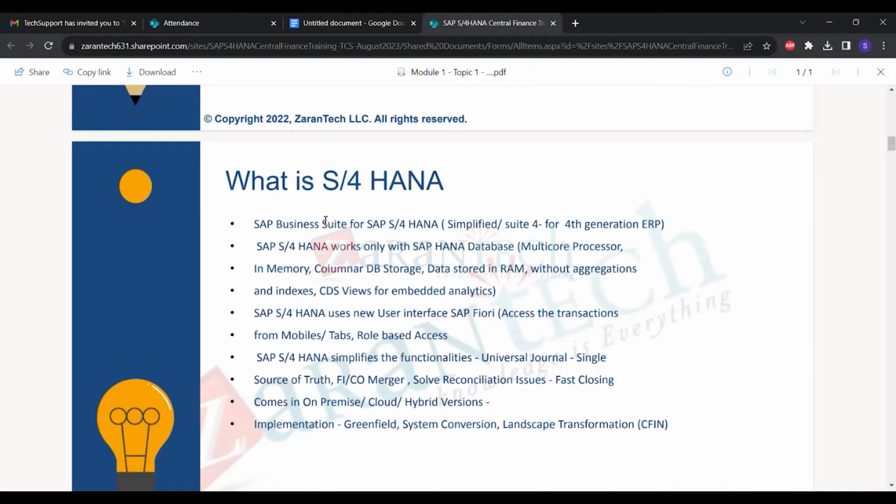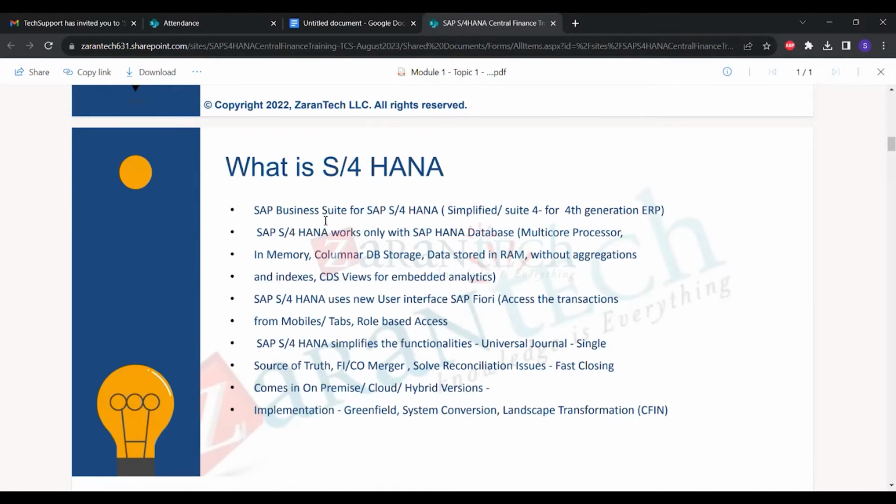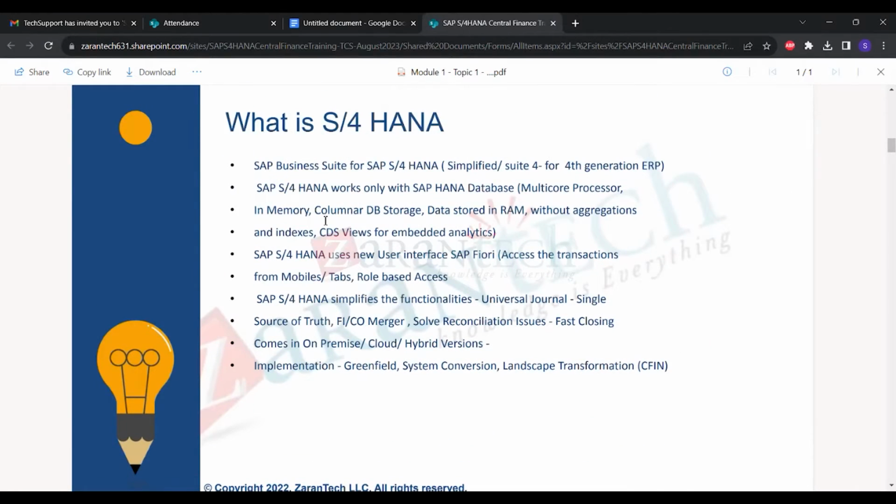Today's session will be mostly introductory in nature, to know what Central Finance is, so that on top of that we'll build the configuration and knowledge on how Central Finance is structured, how Central Finance helps the business, and why Central Finance is required in the first place, even though there are multiple consolidation solutions already in place in the market by SAP and from other vendors as well.